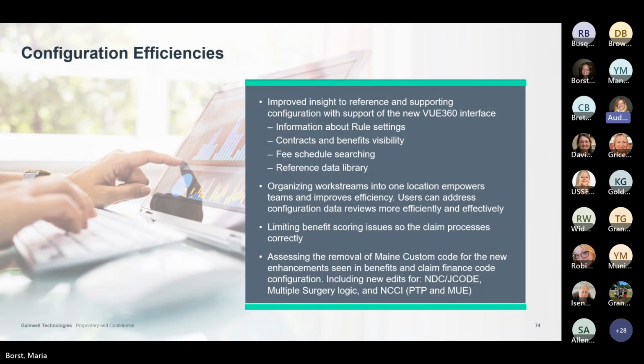On the next slide, we can talk about our efficiencies for the configuration regarding the accessing of the data in View 360, like the rules, accessing contracts and benefit information, looking at the reference data quickly, being able to filter and search, seeing the downloaded fee schedules. All the information on config is in one location in the UI for research efficiency. And then benefit limit scoring by implementing best practices is an efficiency of our new system. There's also the elimination of some of the main custom code where applicable to improve adjudication times.